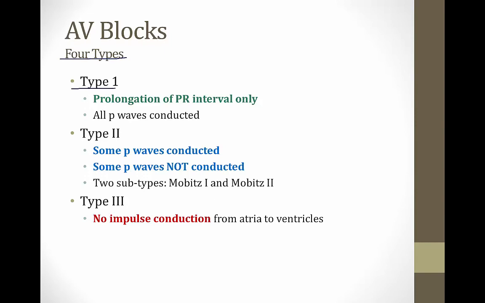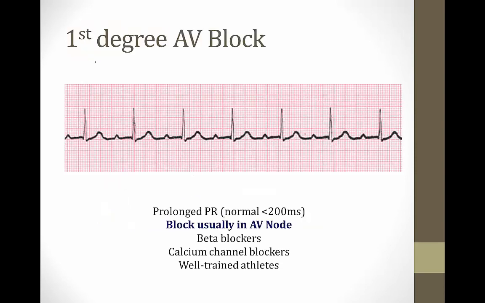A type 1 AV block involves only prolongation of the PR interval. All P waves are conducted. There are no dropped beats. Type 2 AV blocks involve some conducted P waves and some that are not conducted, and it's split up into two subtypes called Mobitz type 1 and Mobitz type 2. And then finally, a type 3 AV block is where there is no impulse conduction from the atria to the ventricles. So we'll go through these one at a time, and we'll start with first degree AV block.